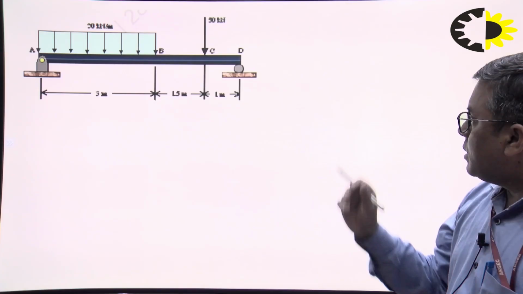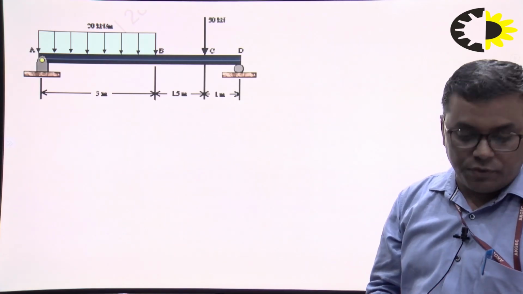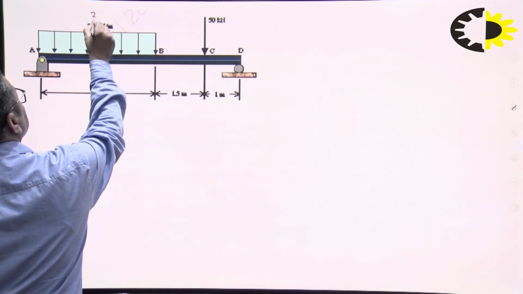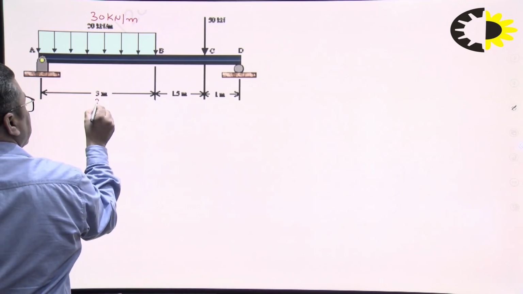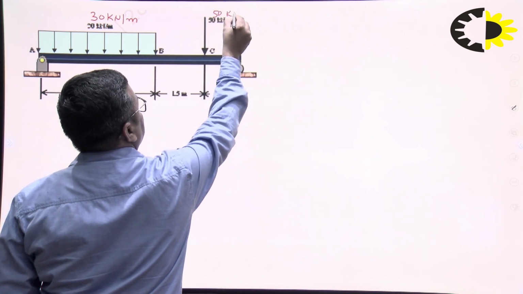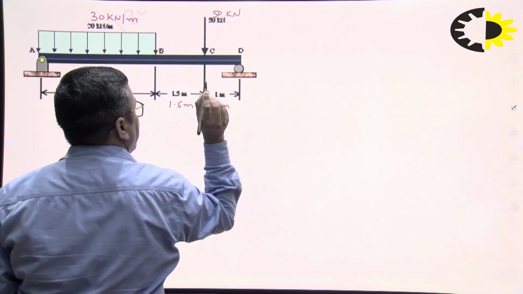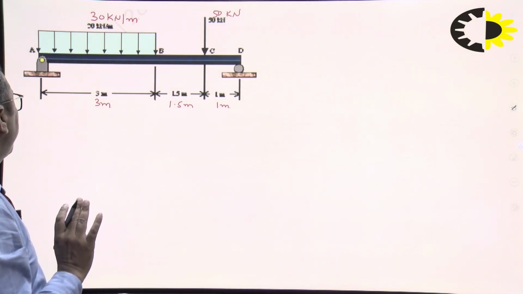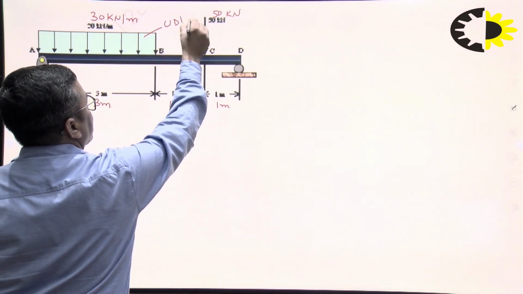Now I am coming to another problem which was asked in the university exam. Some part I think is not visible. It is 30 kilonewton per meter, it is 3 meters, it is 50 kilonewton, it is 1.5 meters and it is 1 meter. Now each and every data is clear. Which type of load is this? This is the uniformly distributed load.